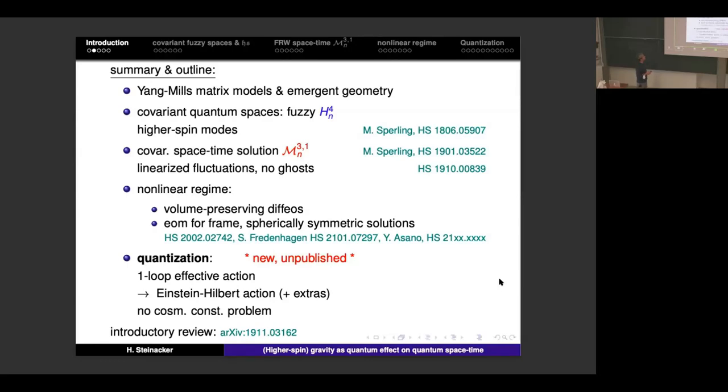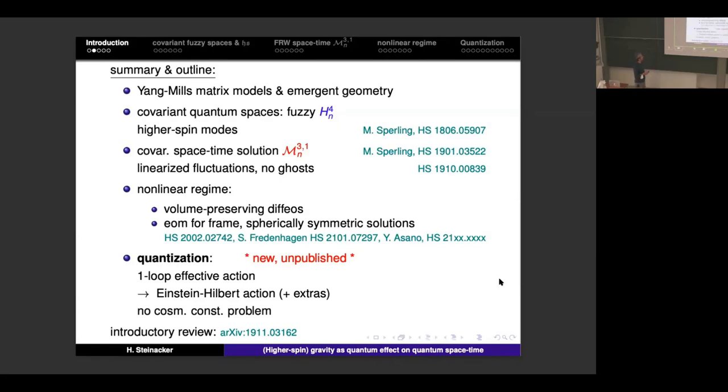This is Euclidean, so that will be a kind of four-dimensional hyperboloid. Of course, we're interested in Minkowski signature, and indeed, from that you very easily get a covariant space-time solution, which is M^{3,1}, and that's the main thing, our main playground in a sense. A nice higher-spin gauge theory without ghosts will emerge on that, with some funny caveats.